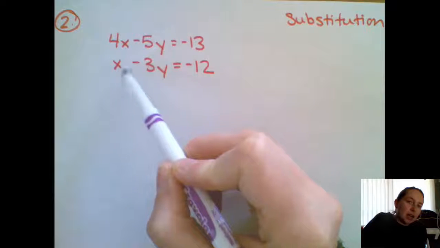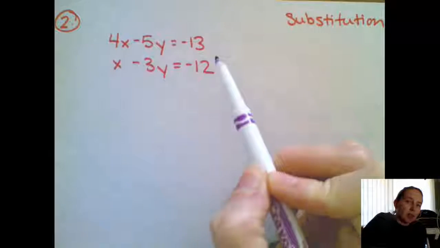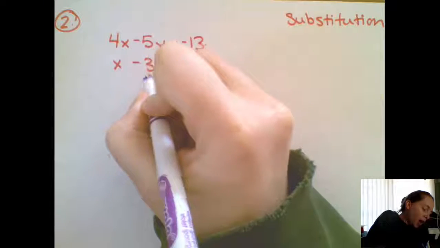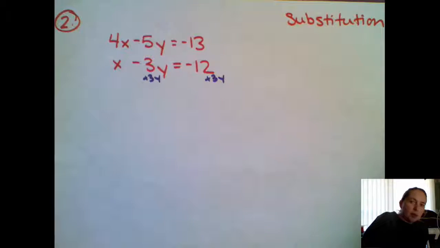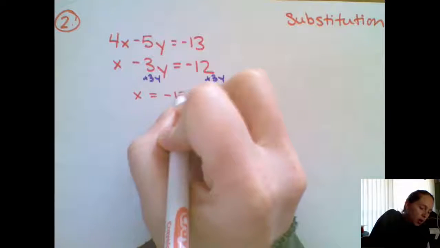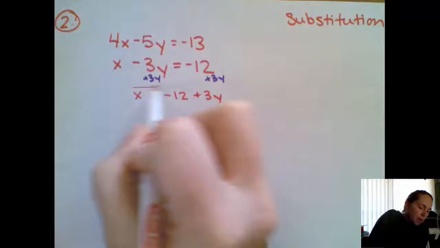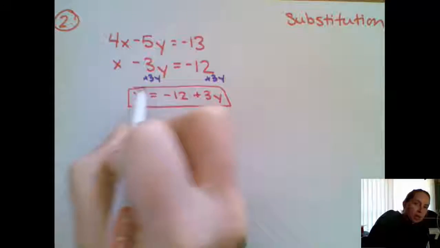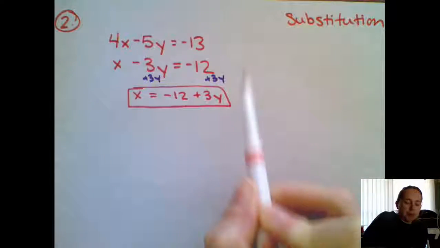So if I want to get this x by itself, all we need to do is move this 3y to the other side. So I'm going to add 3y to move it. And so we are left with x equals negative 12 plus 3y. So now you know that x is equal to all of this stuff.